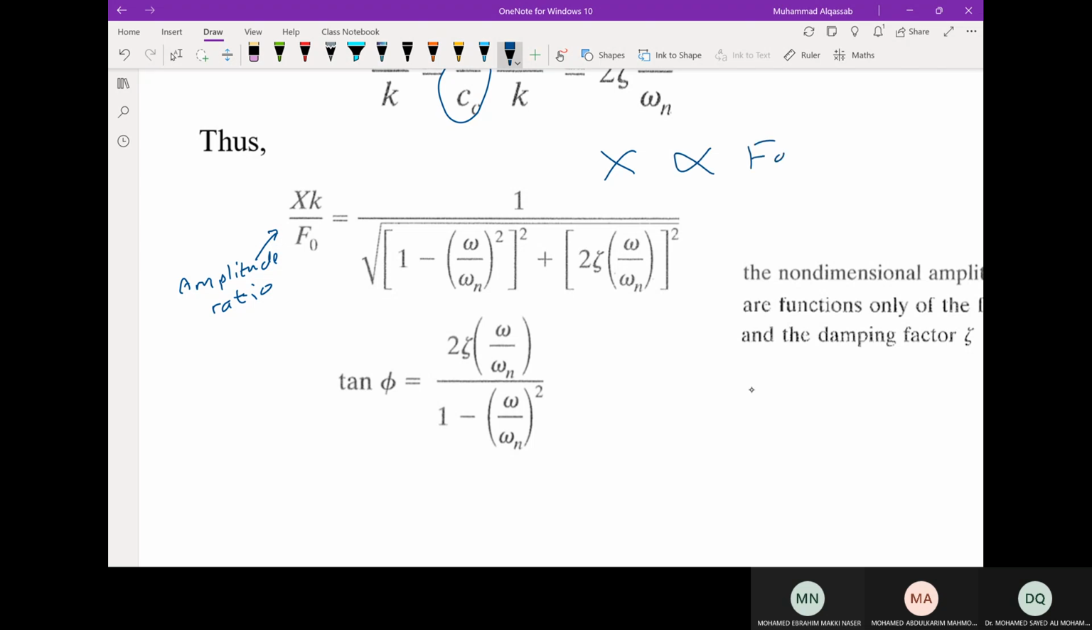That is obvious, that X is directly proportional with F naught. If F naught is large, as you increase F naught, X will increase. Because if you take F naught here, as you can see, it is on the numerator, without any square root or square or whatever, so it is directly proportional with F naught.